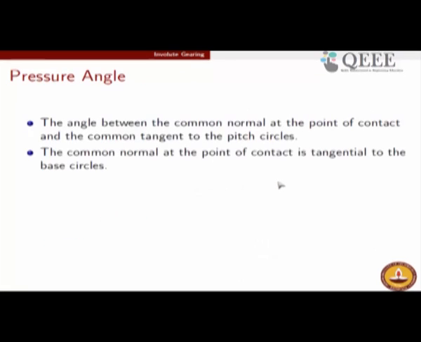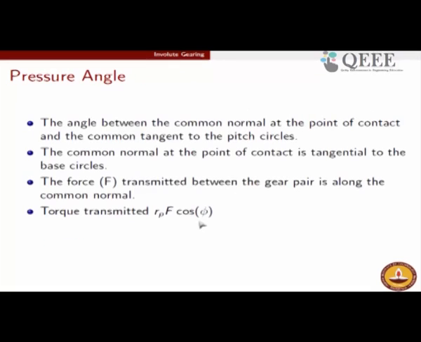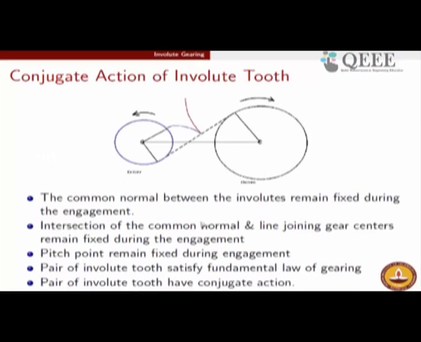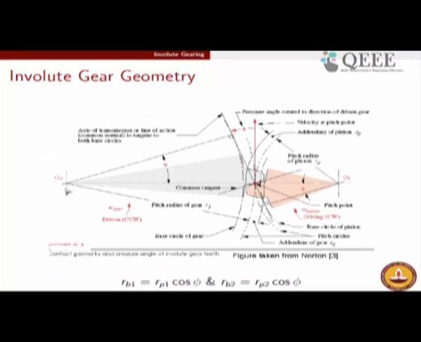So the torque that is getting transmitted is RP times F cos phi, RP being the pitch circle radius, which is basically this distance. OG to this red dot, which is the pitch point. So this distance is RP, and RP times F along the vertical direction in this picture is going to be the torque that is getting transmitted.